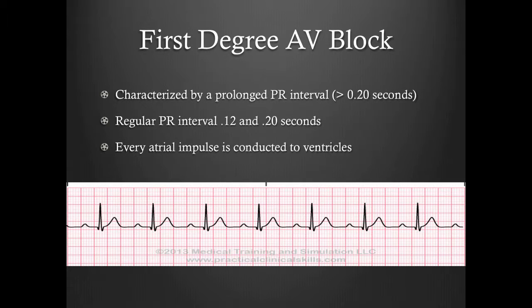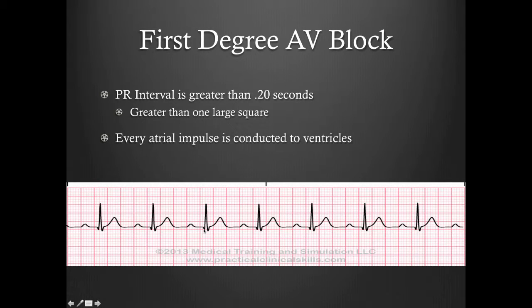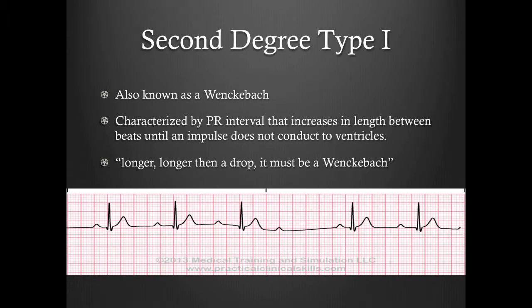Okay, let's talk about the first degree AV block. What makes this unique is that your PR interval is greater than the 0.20 seconds we are looking for in our 5-step process. Regular PR interval is 0.12 to 0.20, and in this rhythm strip at the bottom, we can see the PR is greater than one whole box, or greater than 0.20 seconds. Something that's unique about this AV block compared to all the others is that every atrial impulse is conducted to the ventricles. One other thing is that the QRS complex in this is always narrow in the absence of any other heart defects.